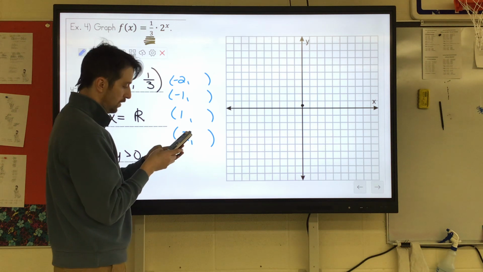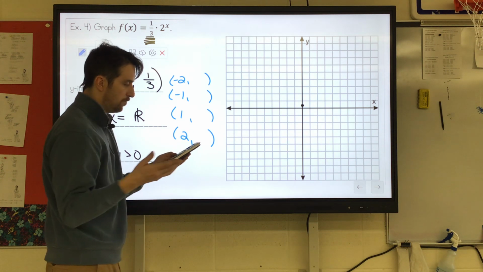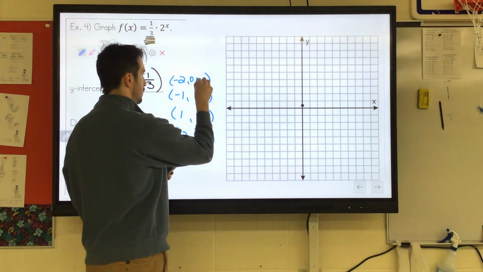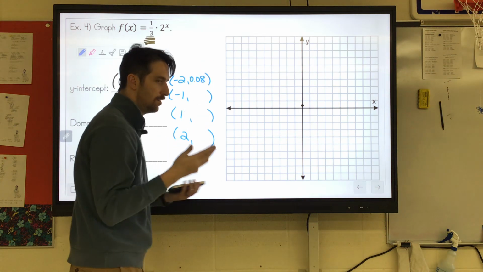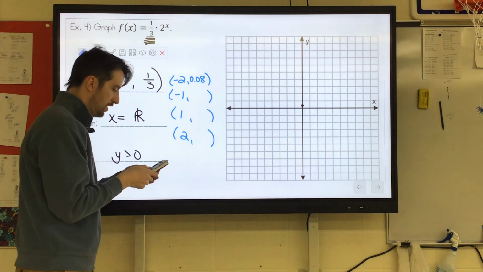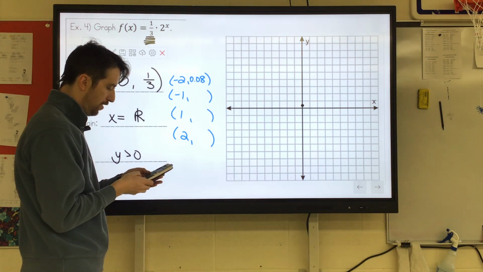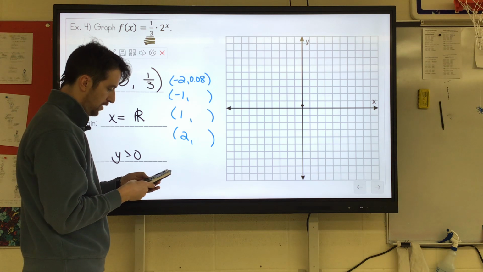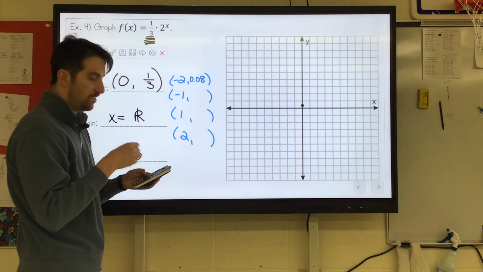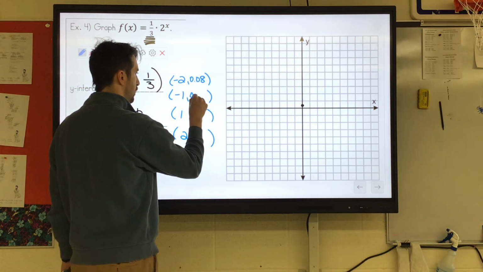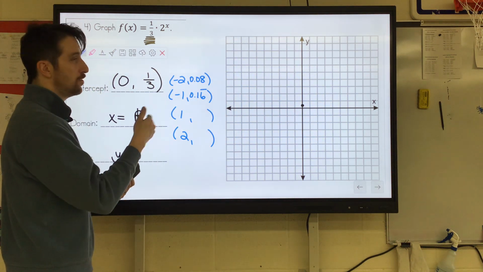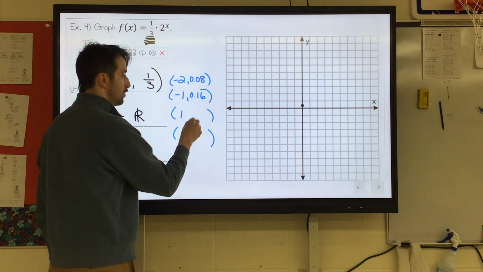So let's try 1/3 times 2 to the -2nd power. In my calc, it just tells me that's 0.083 repeating. So I'm just going to say 0.08. We're not going to be able to tell the difference with that 3 behind it. If I type in 2 to the -1st power instead, I get 0.16 repeating. 0.16. Okay.